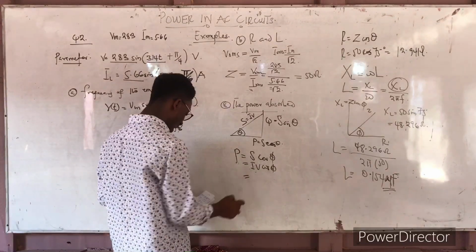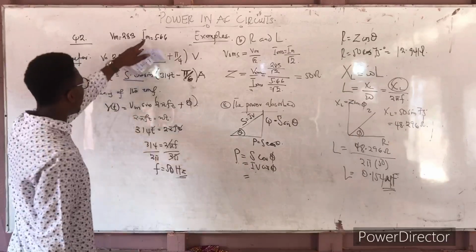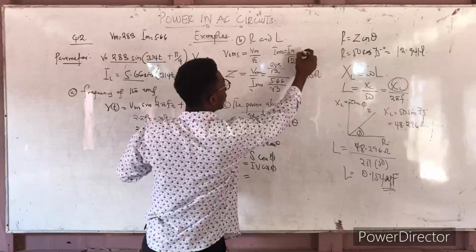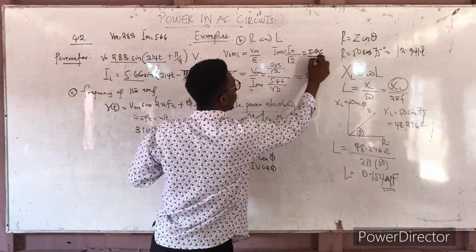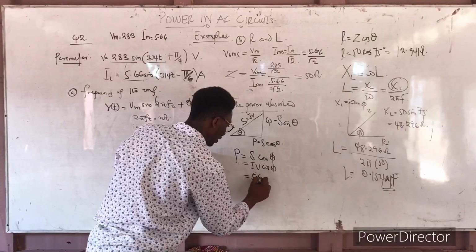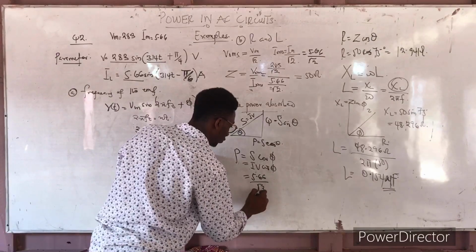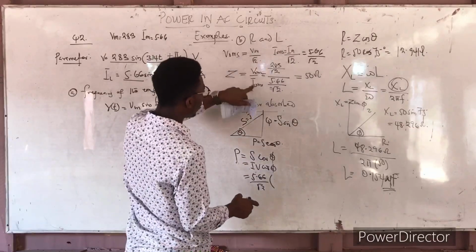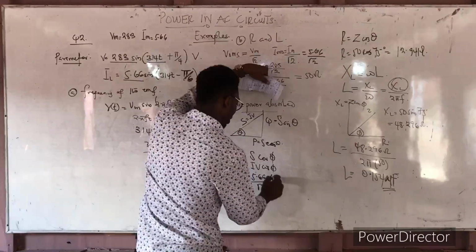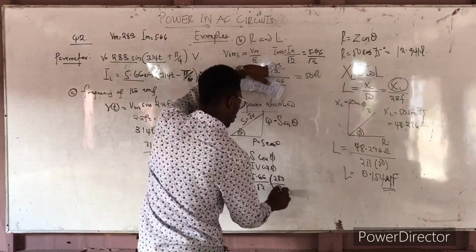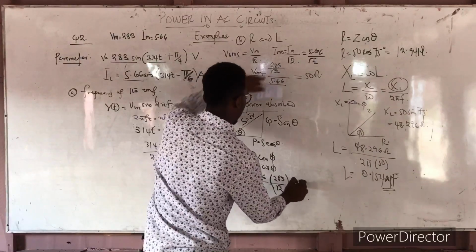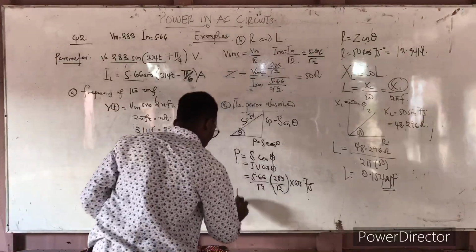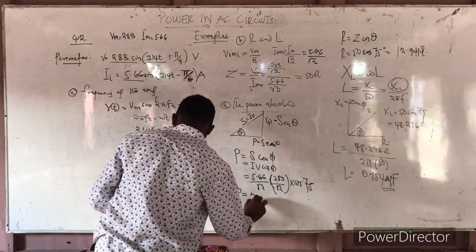Now we know our I. Our I is the RMS value over here, which was 5.66 over root of 2. So we get 5.66 divided by root of 2. Our voltage is also the RMS value, which is multiplying 283 over root of 2, times the cos of the angle theta, and the angle is what? 75.